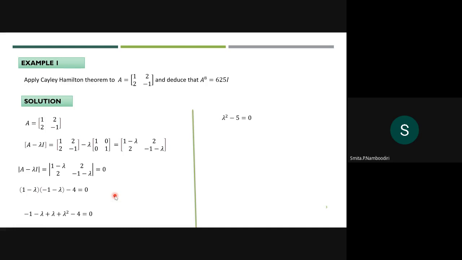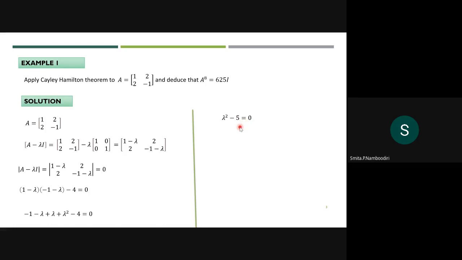ठीक है, तो कोई भी मैट्रिक्स का प्रॉब्लम होगा, सबसे पहले हमें कैरेक्टरिस्टिक इक्वेशन निकालना है. उसके लिए A दिया रहेगा, I we know, तो सब्स्टिट्यूटिंग इन A minus lambda I, उसका डिटर्मिनेंट निकालना है, इक्वल टू 0 करना है. Open the determinant and simplify, you will get the characteristic equation. So the characteristic equation is lambda square minus 5 equal to 0.